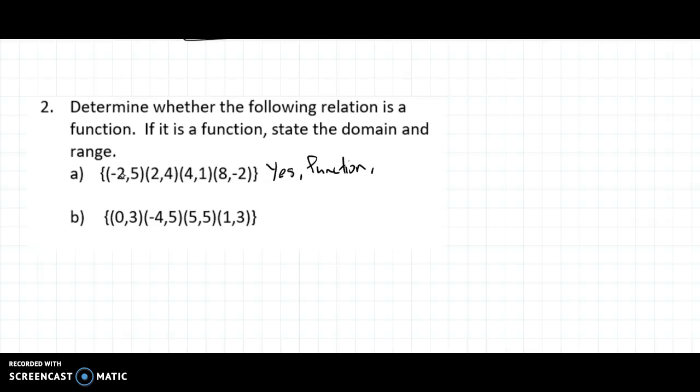And then the domain is just all the x's. So -2, 2, 4, and 8. So all I do is just do a little brackety and write -2, 2, 4, and 8. You can throw some parentheses in there too if you want, but you just need to list out those 4 numbers. And the range, same thing.